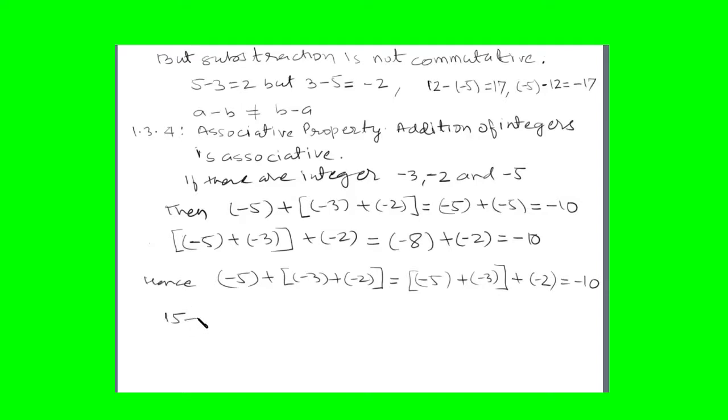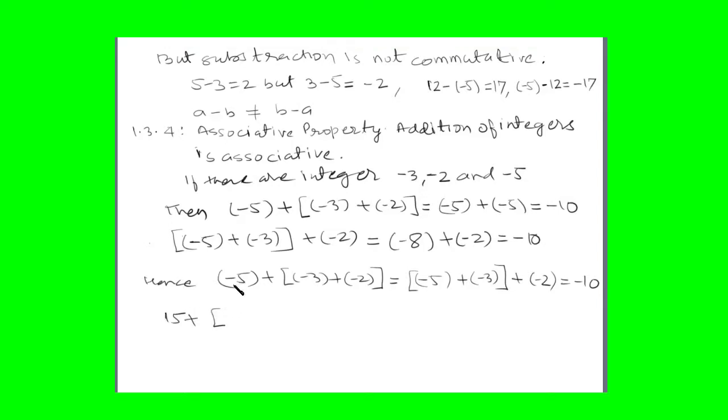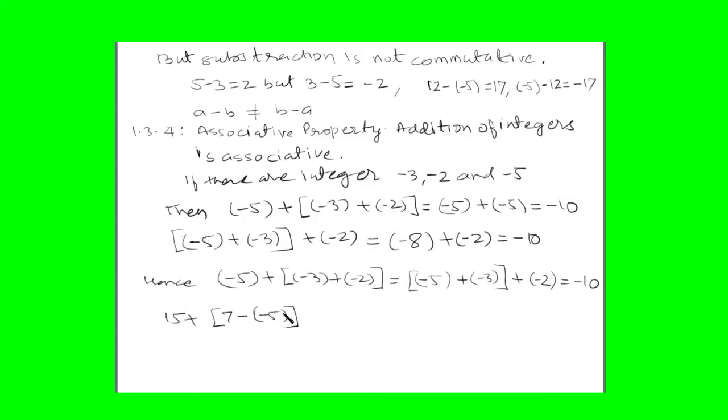We go to another example. 15 plus, within bracket, 7 minus 5 equal to 15 plus 12 on solving the bracket, equal to 27.